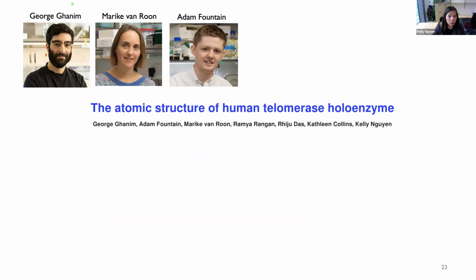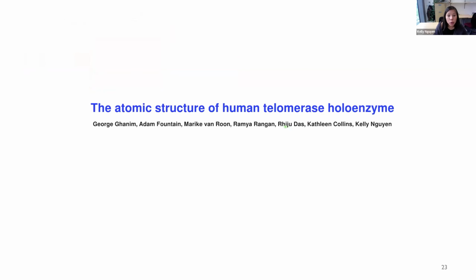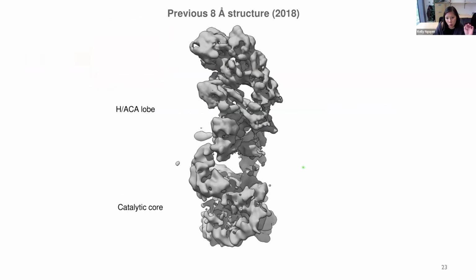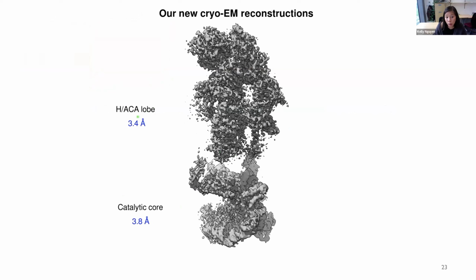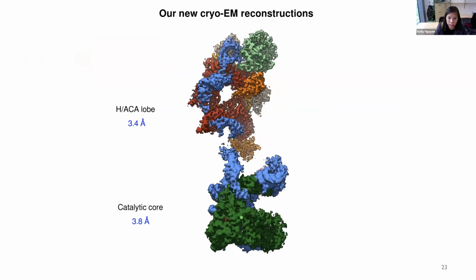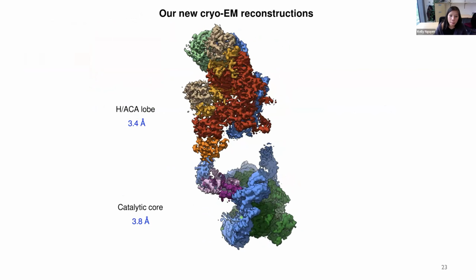This is work done by 3 very talented people in my lab, shown here, in collaboration with Richard Das and Kathy Collins, and all in the middle of 2020, when we were all at home, actually. I'm going to start with, again, what you have seen before, the 8 angstrom structure. Again, we have this divided into 2 parts, the H/ACA lobe and the catalytic core. And then it will morph into the new structure, which is below 4 angstrom. I hope you can appreciate the details that we have been able to see through this resolution improvement.